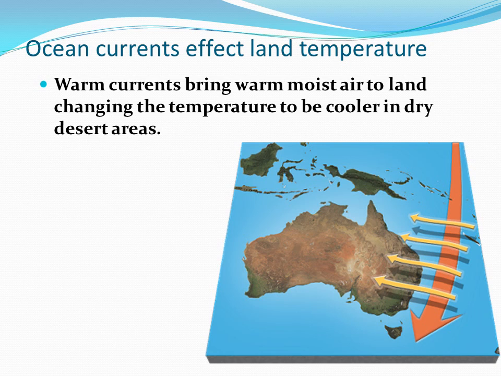Alright, ocean currents affect land temperature. So I hinted at this a second ago, but in this image we have the warm East Australian current that evaporates vapor carried by prevailing winds to the eastern coast of Australia. Okay, so warm currents are bringing warm, moist air to the land, changing the temperature to be cooler in dry desert areas. So if we look at the eastern portion of Australia, the east coast there, it is greener than the inland area.